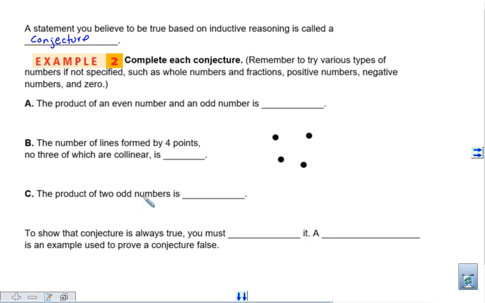When you make a conjecture, you need to test several things. If fractions are possible, you need to test them. If positive numbers are possible, you need to test them. If negative numbers are possible, you need to test them. If 0 is possible, you need to test it.